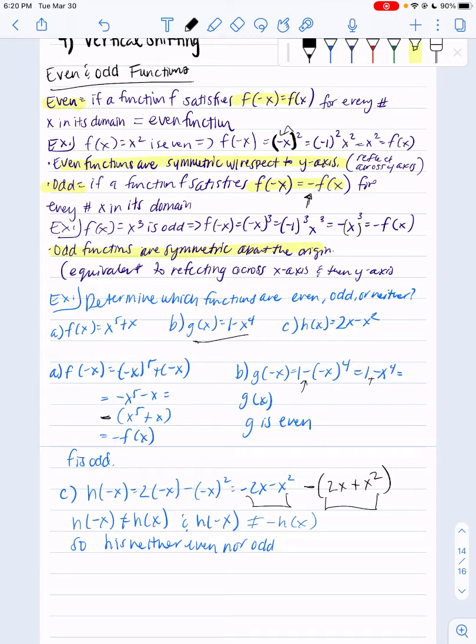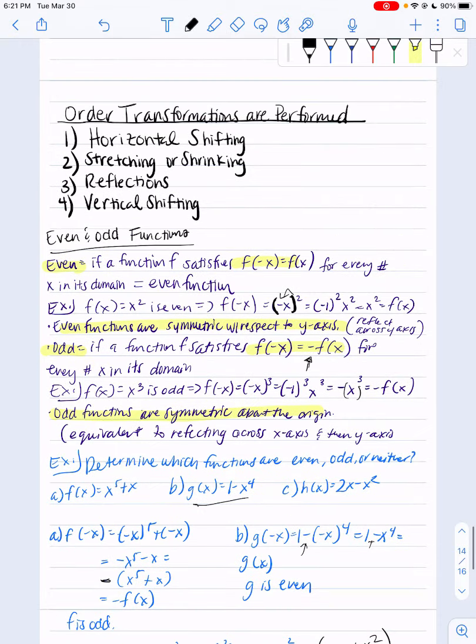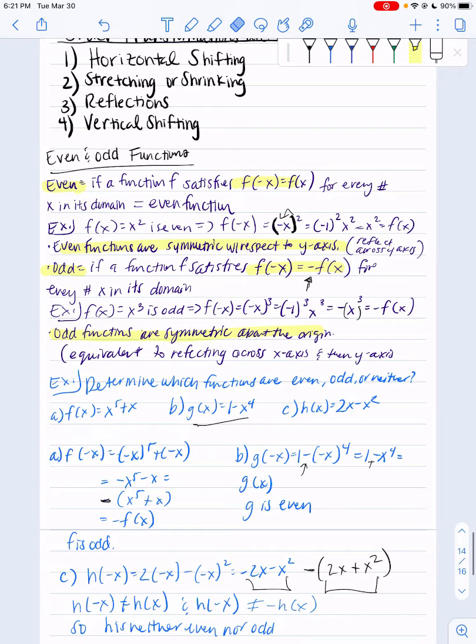So even functions are symmetric with respect to the y-axis. That means that they're reflected across the y-axis. So, for example, let me just draw a quick picture here. You have your parabola. They're symmetric. So this side of the y-axis looks like this side of the y-axis. So that's what it means to be symmetric.